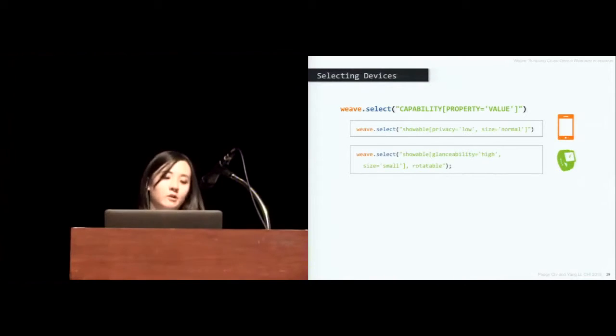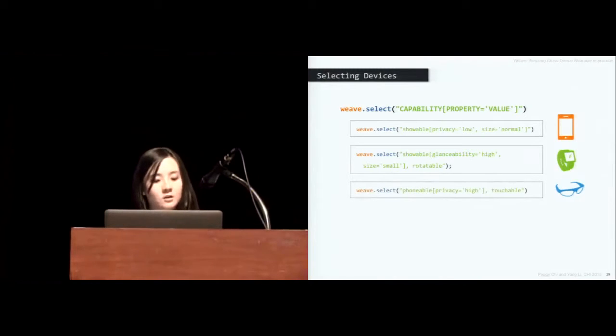Another example is to select a device that is glanceable with a small screen size and can detect the rotation, which will match a smartwatch. Similarly, we can find a device that can make phone calls privately and detect some touch gestures, such as in smart eyewear.